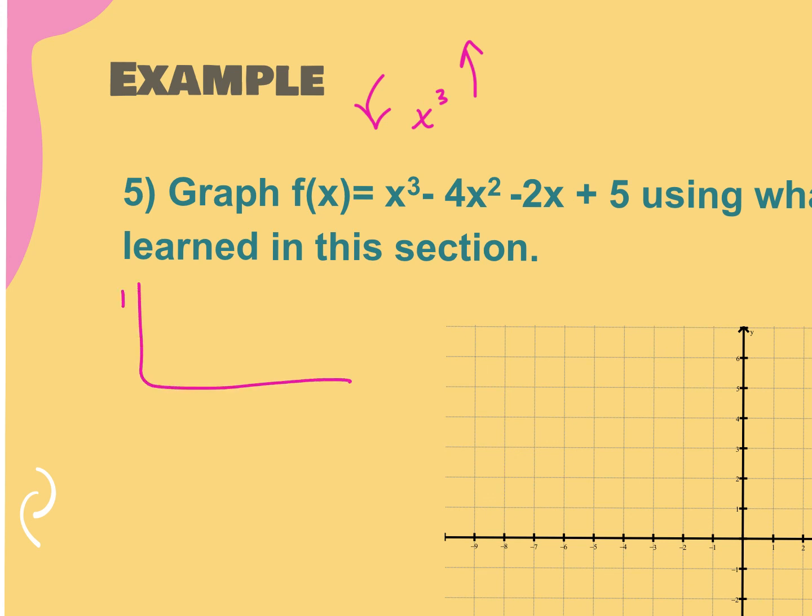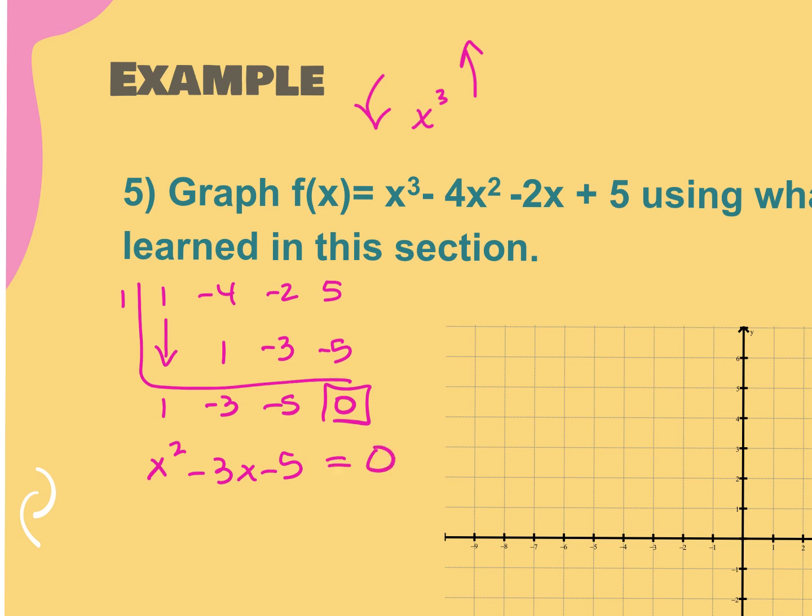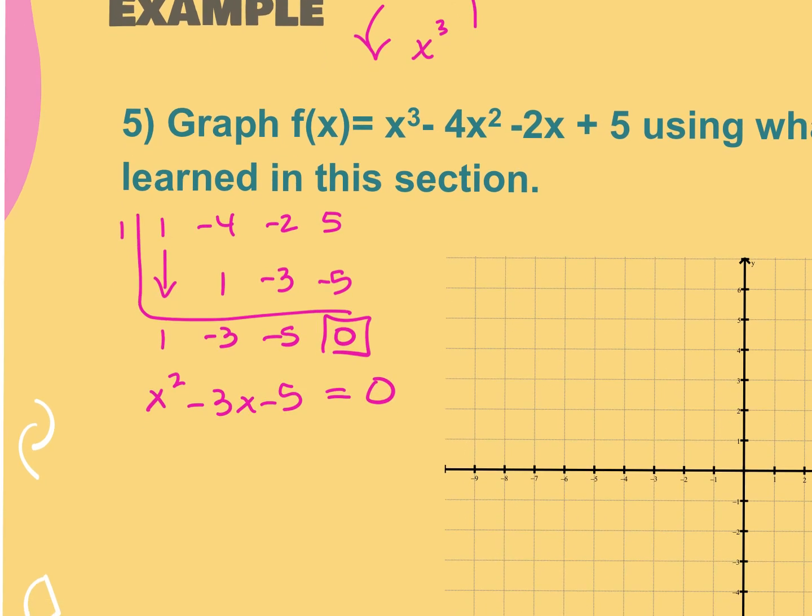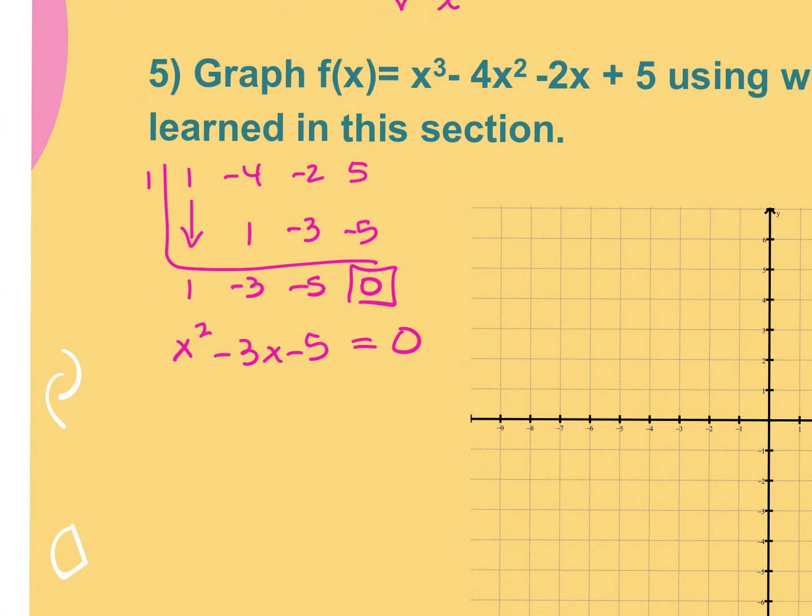Let me put in my coefficients: 1, negative 4, negative 2, and 5. Bring down. I'm going to multiply. I'm going to add the column. I'm going to multiply, add the column. I'm going to multiply, add the column. I already knew I was expecting a remainder of 0 because I knew that x equals 1 is one of the zeros. So now let me add back in my variables. So it's x squared minus 3x minus 5 equals 0. I can see that there are no factors of negative 5 that will give me a negative 3. So I need to do the quadratic formula.